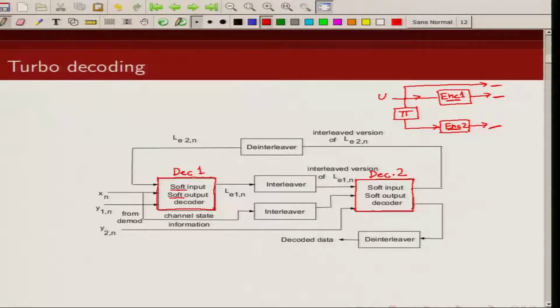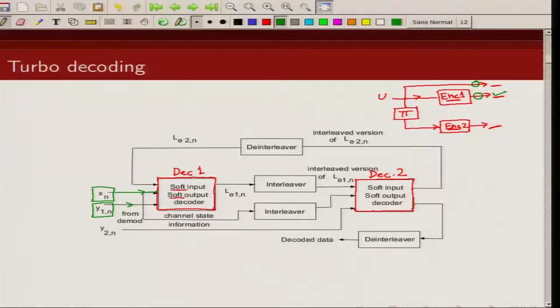So what are the inputs to decoder 1? Decoder 1 should receive the received information bits and the received parity bits. So that is what I am sending here. You see here I have written xn, which is my received information bit, and y1n, which is my received parity bit corresponding to encoder 1. So these are the two inputs to decoder 1.